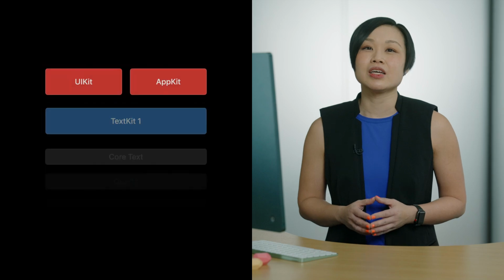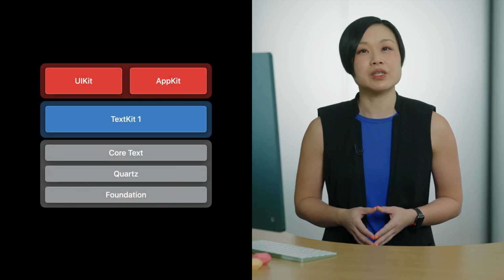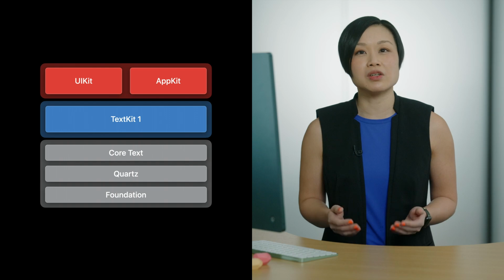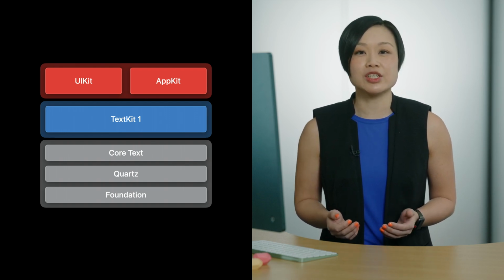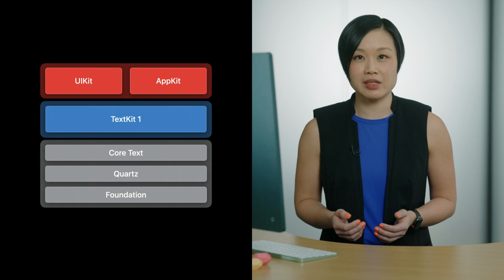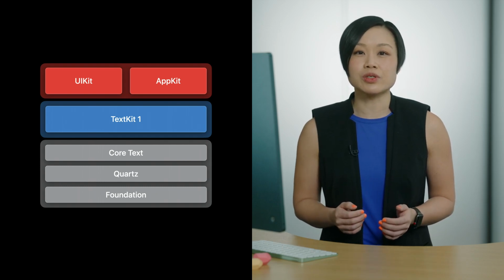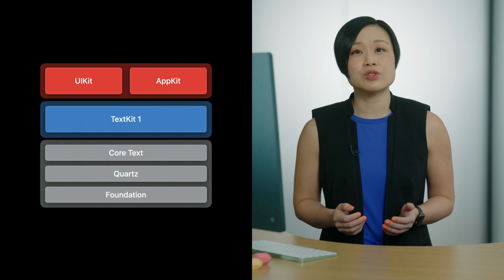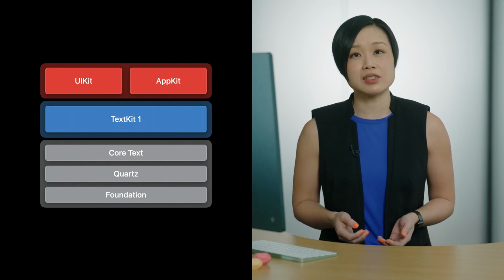We're introducing TextKit 2, Apple's next-generation text engine. To understand what TextKit 2 is all about, let's briefly review the original TextKit, which we'll call TextKit 1. TextKit 1 is a text engine that drives text layout and display across all of Apple's platforms. Text controls in UIKit and AppKit use TextKit 1 to manage the storage and control the layout of text content.